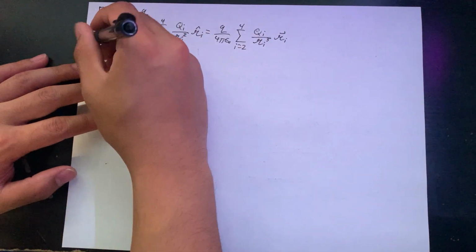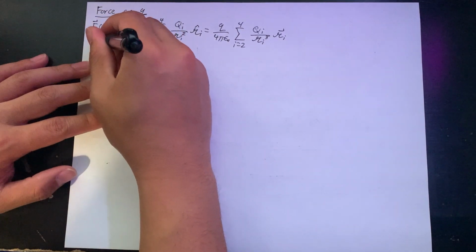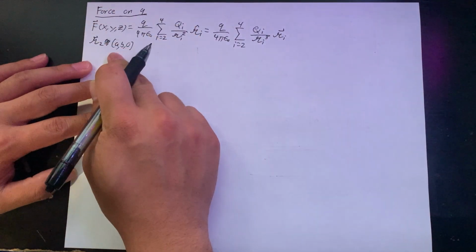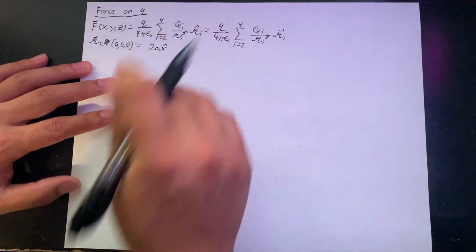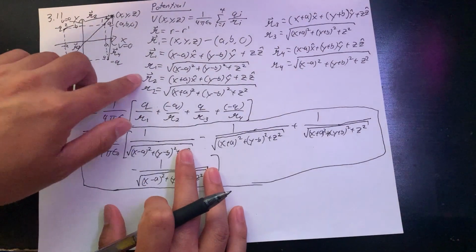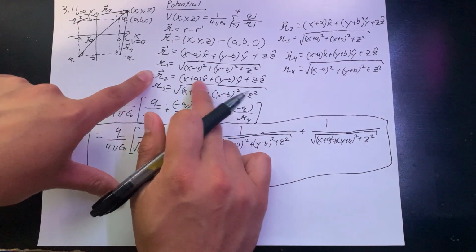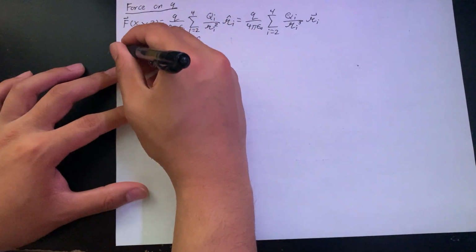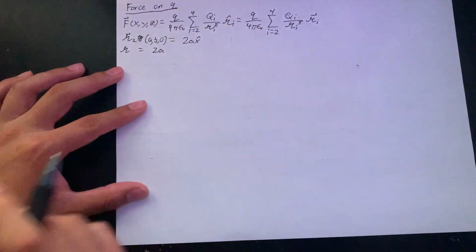So basically we'll be writing our script R2 at A, B, 0 at our first point charge, which is going to be 2a x hat. So we go back here. If we plug in A for x, it's going to be 2a x hat. If we plug in B for y, it's going to be 0 y hat, and then 0 z hat. Okay, and then that makes our magnitude super easy. It's going to be 2a.